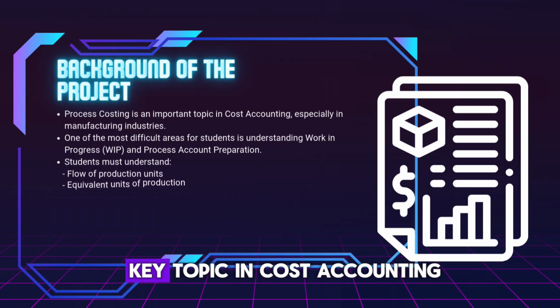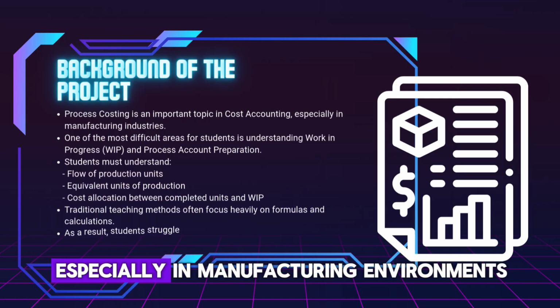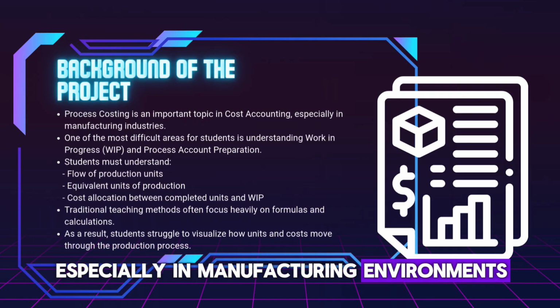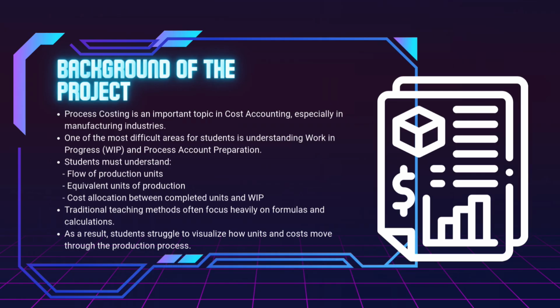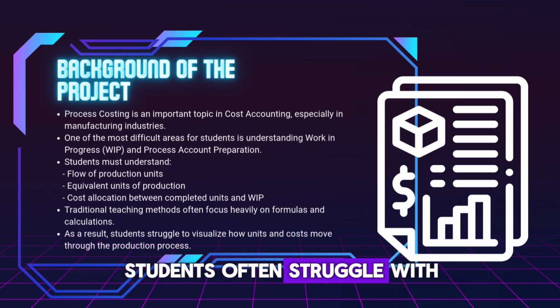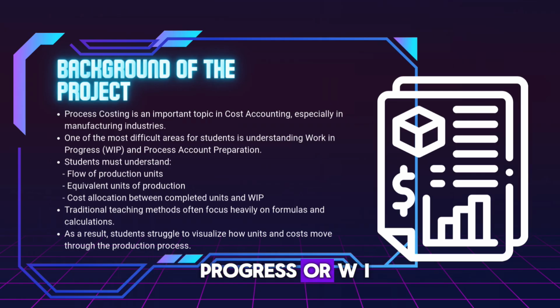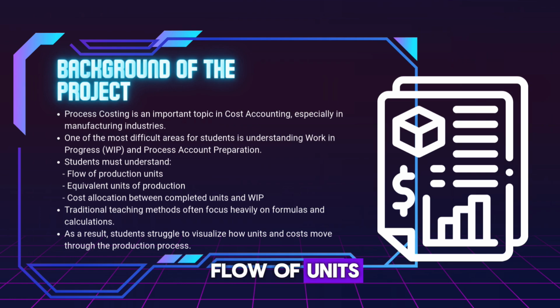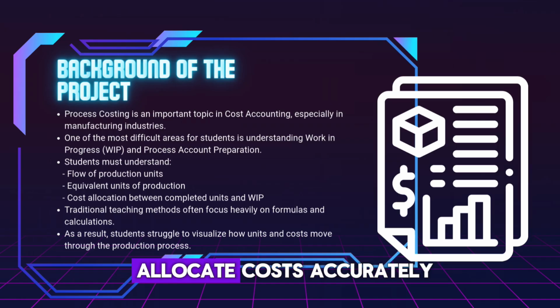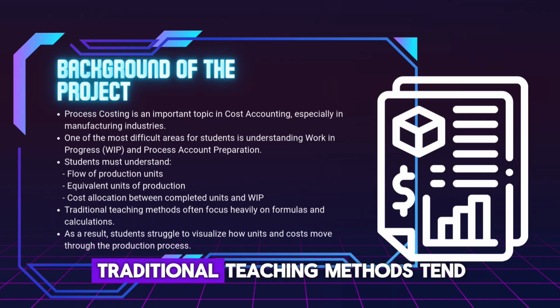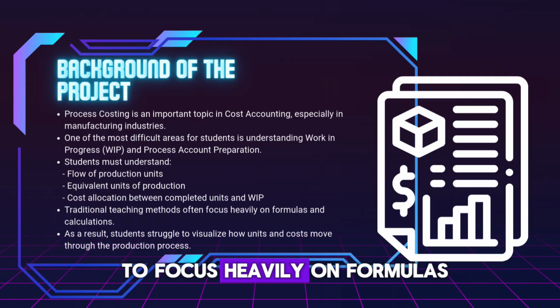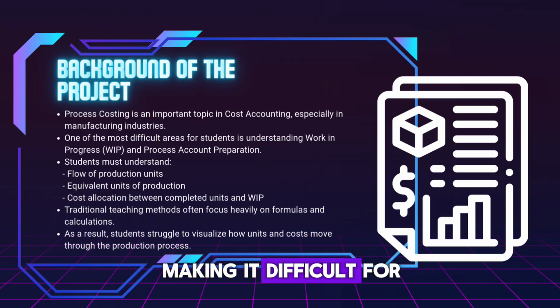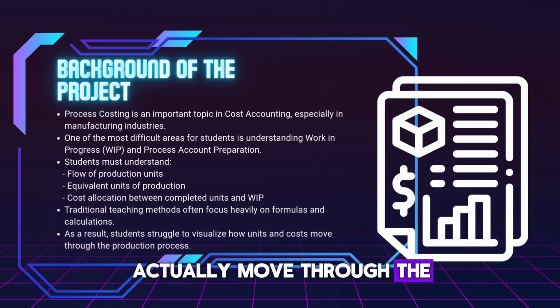Process costing is a key topic in cost accounting, especially in manufacturing environments where production is continuous. However, students often struggle with understanding work in progress or WIP and how process accounts are prepared. This is because they need to track the flow of units, calculate equivalent units, and allocate costs accurately. Traditional teaching methods tend to focus heavily on formulas, making it difficult for students to visualize how units and costs actually move through the production process.